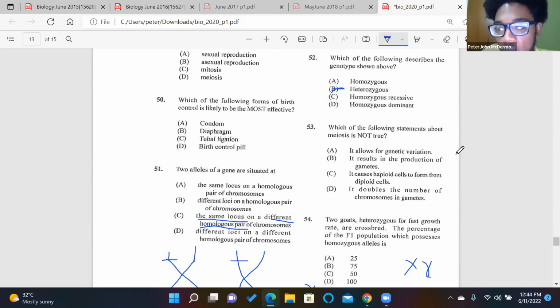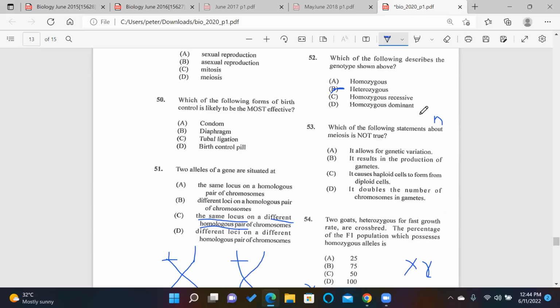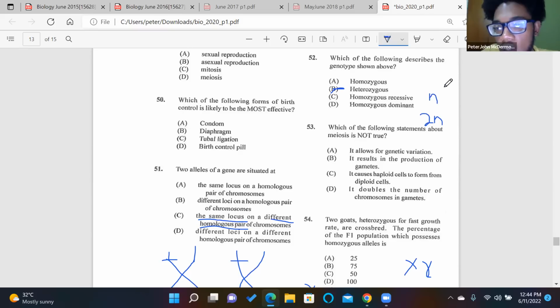What does diploid mean? When we're representing diploid, is diploid N or is it 2N? 2N. So what's haploid? N. So N is haploid, 2N is diploid. So haploid cells are gametes and diploid cells are every other cell in your body.